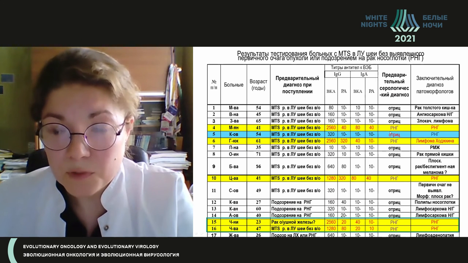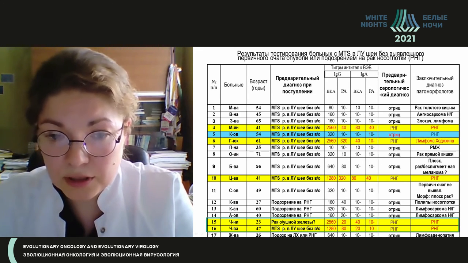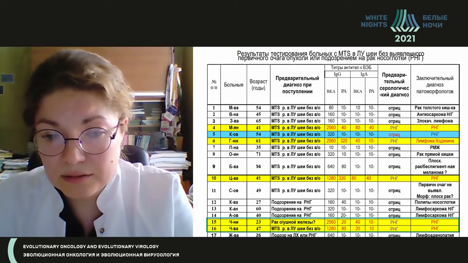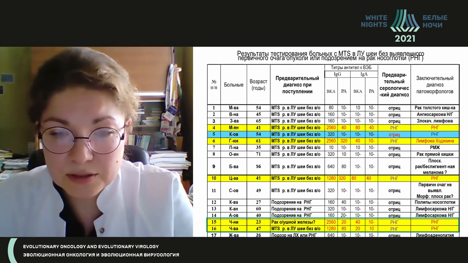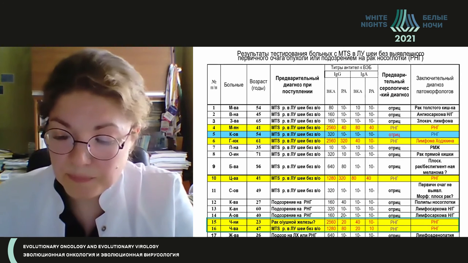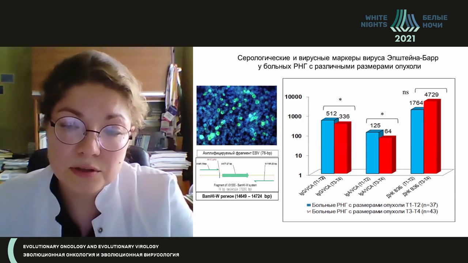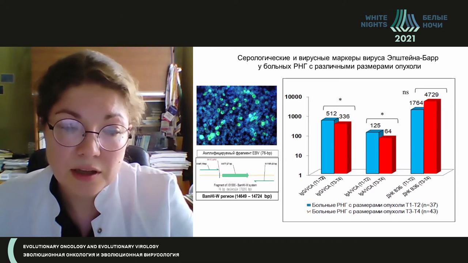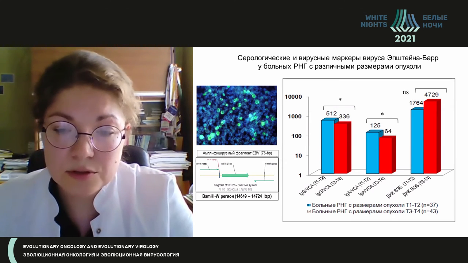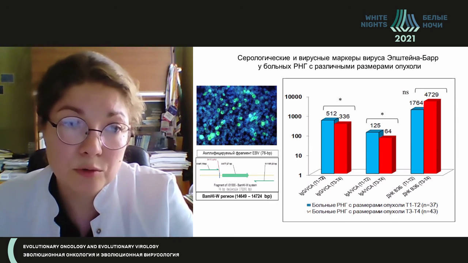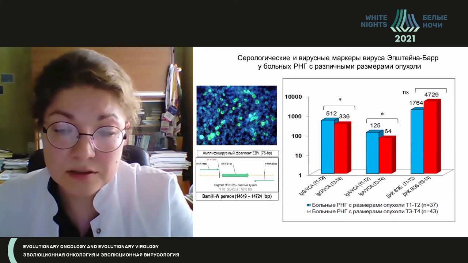So the positive value of those ratios shows the EBV-associated form of nasopharyngeal cancer, while a negative ratio shows non-EBV-associated cancer. And despite the positive experience of using serological viral markers, we should say that the antiviral immune response has been shown in Asia with regard to the tumor development dynamics.